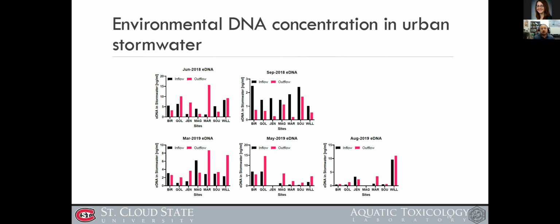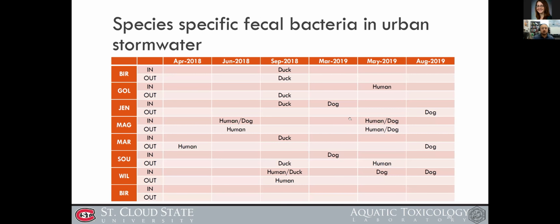So we looked at environmental DNA to find out the source of the contamination. This one shows just the DNA amount, so it's not that interesting. So we're going to show this one. We tried to detect species-specific fecal bacteria eDNA in the stormwater pond to identify the source of the contamination. We used markers specific for human, dog, and duck.